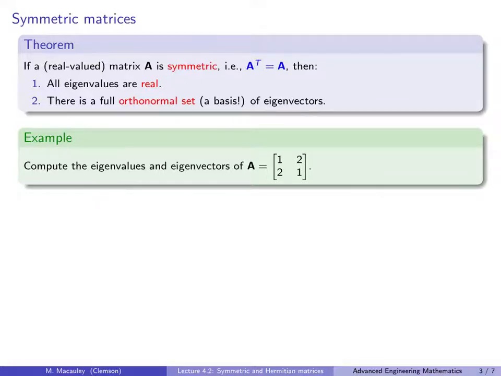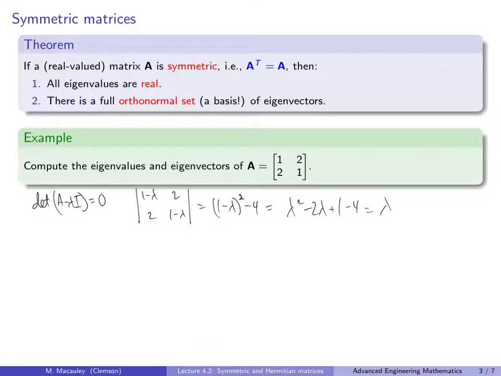So remember that to compute the eigenvalues, you need to compute the determinant of A minus lambda I and set that equal to 0. So if we do that, the determinant of A minus lambda I is the matrix with 1 minus lambda, 2, 2, 1 minus lambda. And so this is (1 minus lambda) squared minus 4. So this is lambda squared minus 2 lambda plus 1 minus 4.